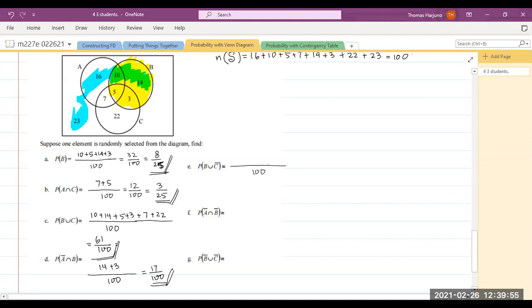So let me count the ones in B first. The ones in B, 10 plus 14 plus 5 plus 3, plus the ones outside of C. The ones outside of C are 23 plus 16 and 10, but we already counted 10, and 14, which we already counted also. Now I will add this. I get 71 over 100.